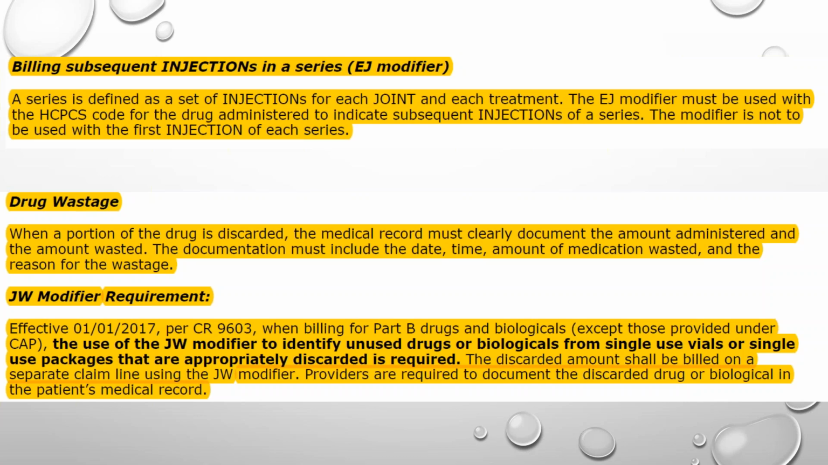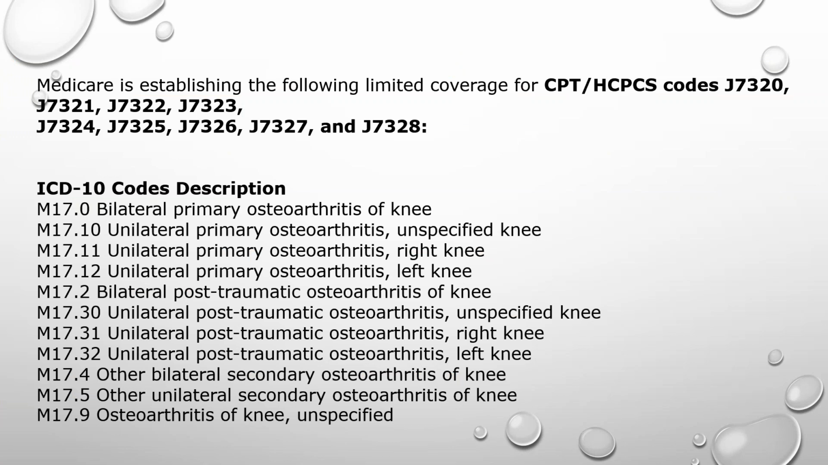The other thing you need to know about, and we'll talk about this a little bit more right at the end, is that if a portion of the drug is discarded, the medical record should document the amount administered and the amount wasted. It's called drug wastage. And you can actually bill for that. You can bill for drug wastage with an appropriate modifier, and we'll go over that later on.